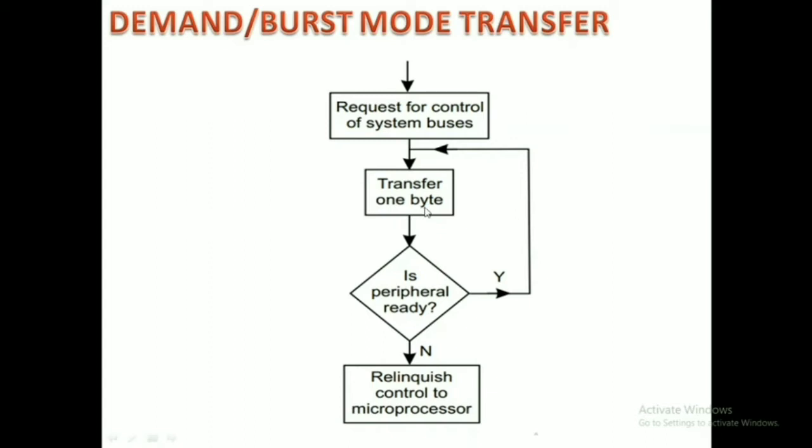So here two things will happen. First, it will increment the memory address present in the address register after transferring 1 byte, and then it will decrement the counter present in the terminal count register. Then it will check: is the peripheral ready? So it will check whether the peripheral is ready to send data or not. Now how will it do so?